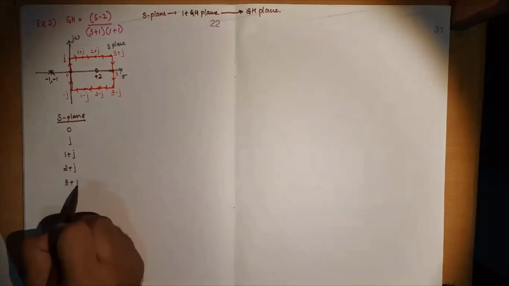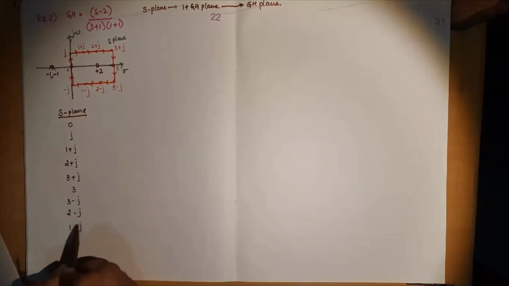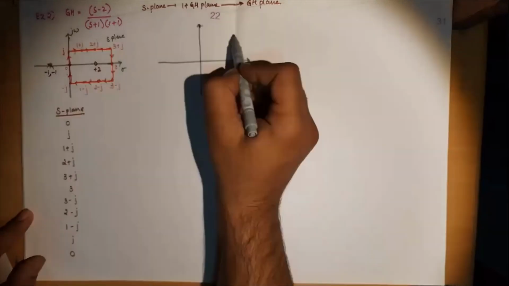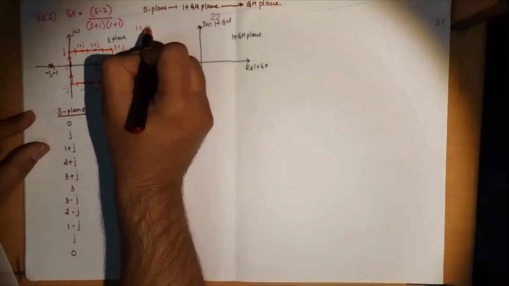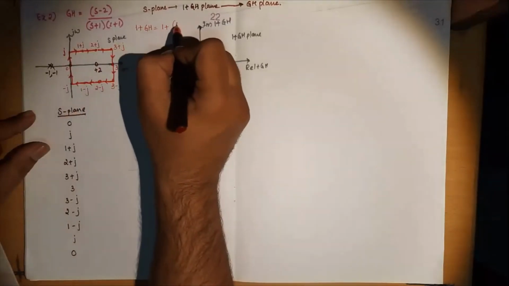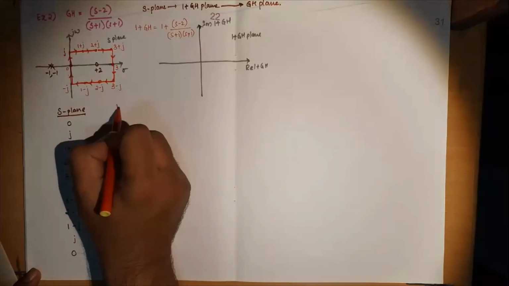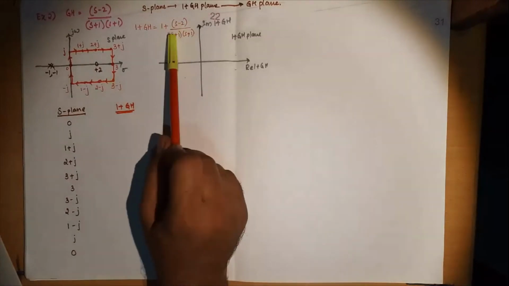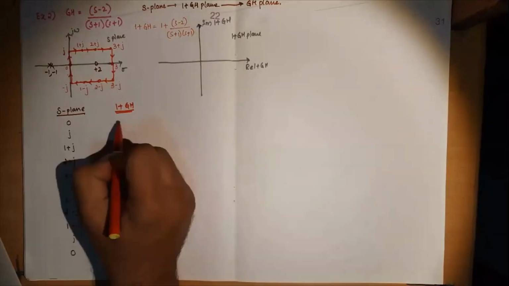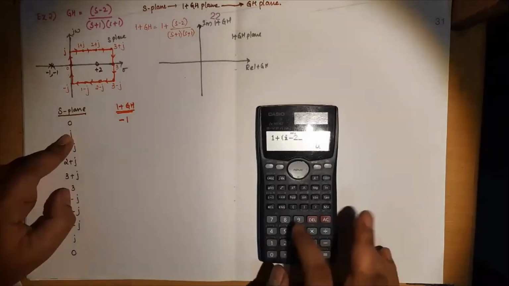So let me write down all S-plane points. Then again go for 1 plus GH plane. So 1 plus GH is again, just add 1 to the GH. So I want to make this contour on 1 plus GH plane. Just go on substituting all S values here. You will get the corresponding points. So substituting S equal to 0, the first one is -1. Then substitute the remaining points.